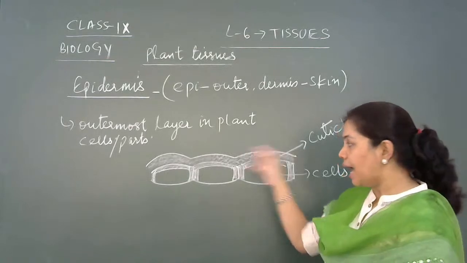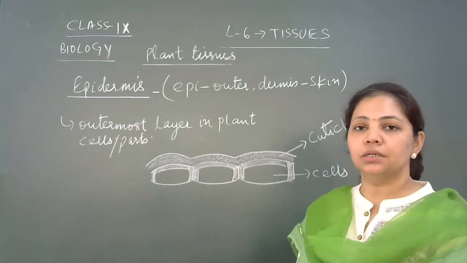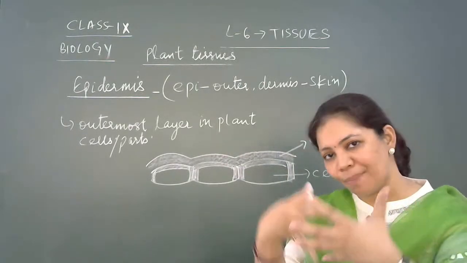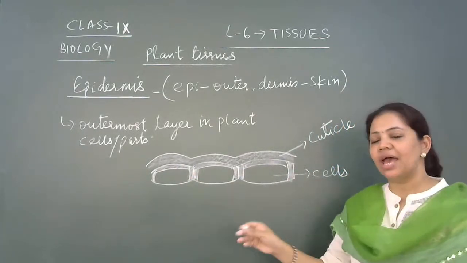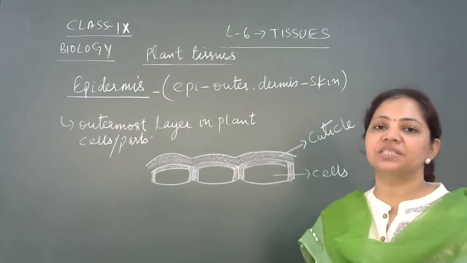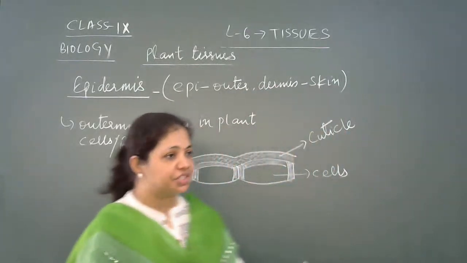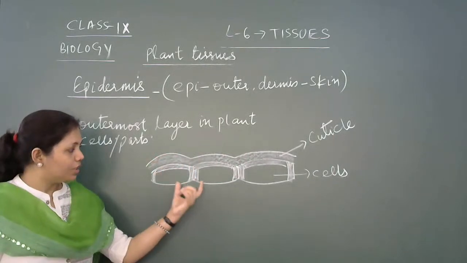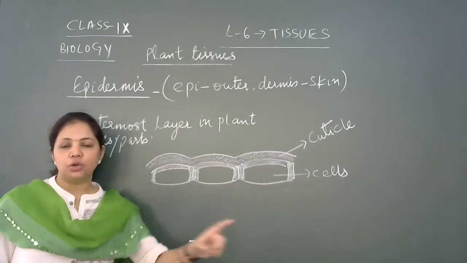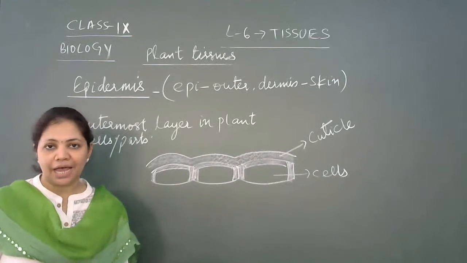First thing, in epidermis the cells are compactly packed, and they don't have any kind of intercellular spaces between them. जब epidermis की cells होती है वो compactly packed होती है दूसरे के साथ और उनके बीच में कोई भी intercellular spaces present नहीं होती, right?